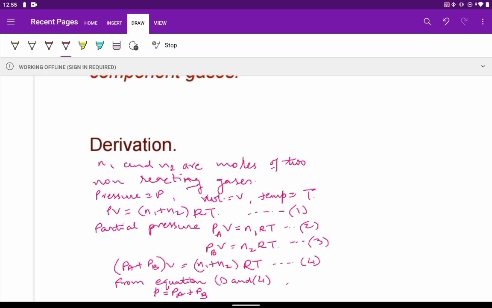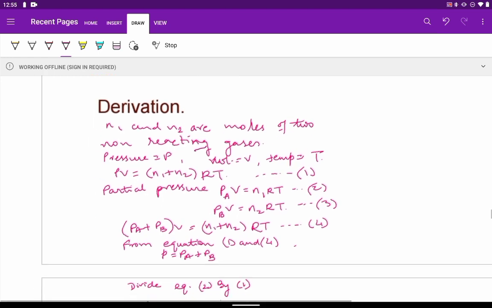Now if we go for the partial pressures, then the partial pressure for gas A is PA. So PA into V will be equal to n1 RT, because n1 is the number of moles of the first gas. So PAV is equal to n1 RT. Similarly, PBV will be equal to n2 RT. Now if we add these two, that is PAV equals n1 RT and PBV equals n2 RT, on adding, we get (PA plus PB) into V, that will be equal to (n1 plus n2) RT. This is equation number 4.